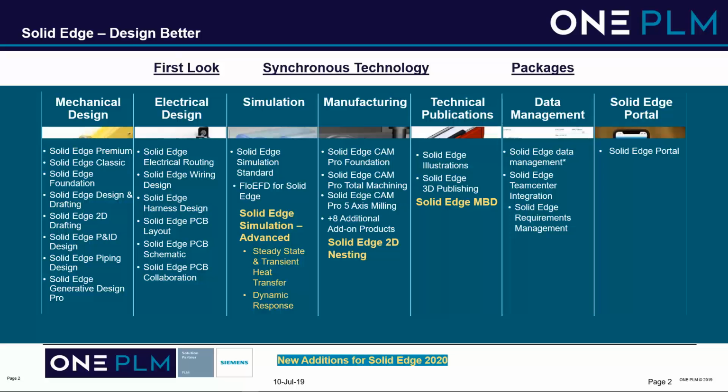Manufacturing, so we've got Solid Edge CAM Pro, turning, machining, 5-axis, and then we've got other additional add-ons on there. A new one coming with the next version is Solid Edge 2D nesting. If we're doing sheet metal work, it's a good nesting tool that allows us to nest and even nest within the scrap as well. So it's really good. We've got Solid Edge illustrations and 3D publishing. Same program, apart from it allows us a single page or multi-page option.